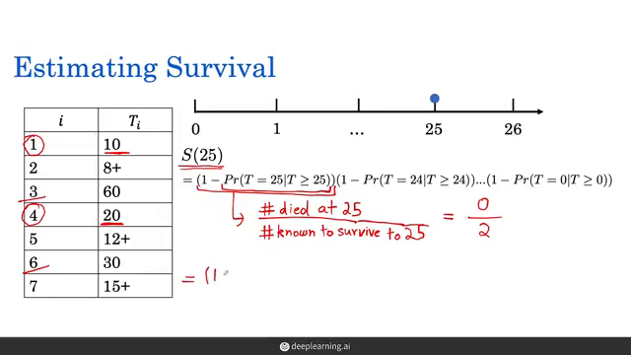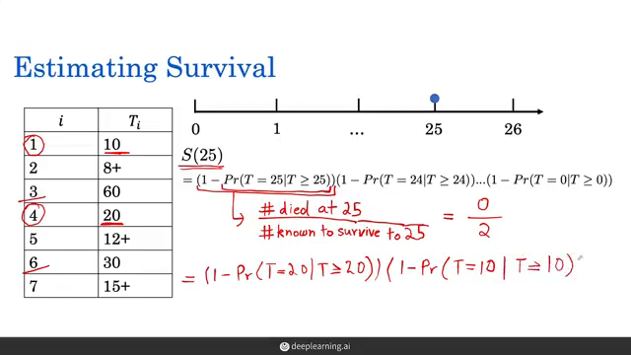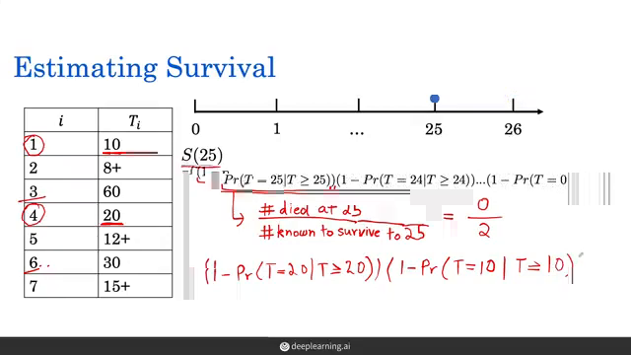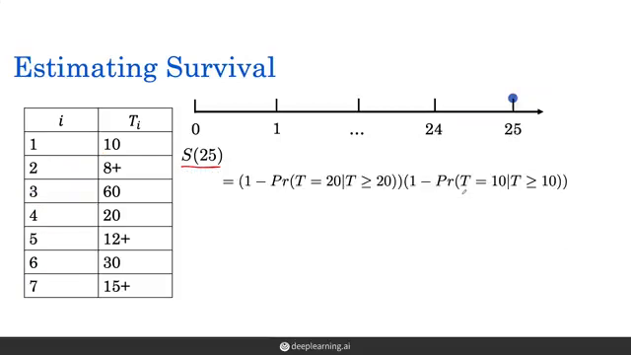So this expression simplifies into computing this expression at those 2 times. So we have 1 minus the probability t equals 20 given t is at or after 20, times 1 minus the probability that t is equal to 10 given t is at or after 10. Now we can simplify this expression to have these 2 terms. Let's see how we can simplify it even further.